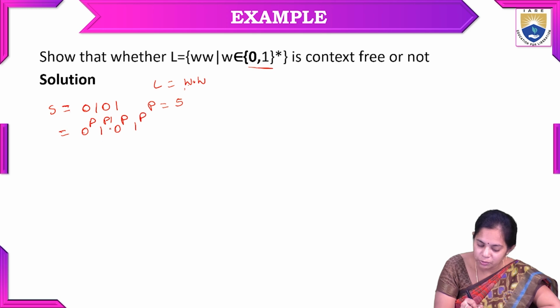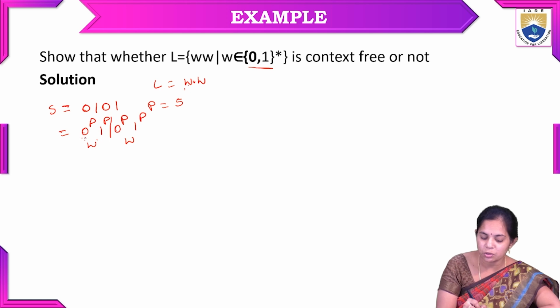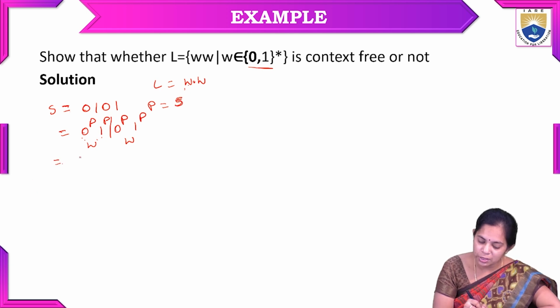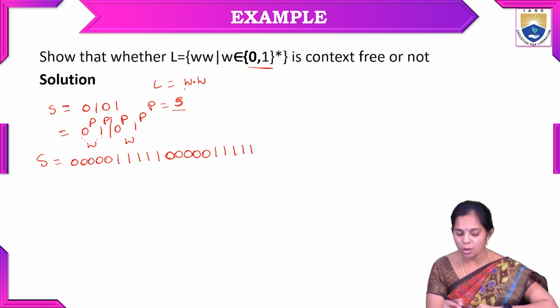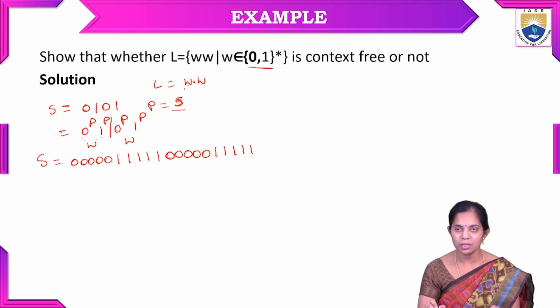Why? Because this is one part and this is w, w, a combination of 0 and 1. In that, we give the pumping length P equal to 5. Using this pumping length value 5, we form the string. S is equal to 0 power 5, that is 0 0 0 0 0, 1 power 5, 1 1 1 1 1, and 0 power 5, and 1 power 5. This is how we form a string with the given language.